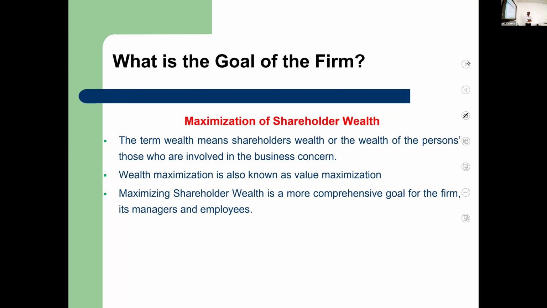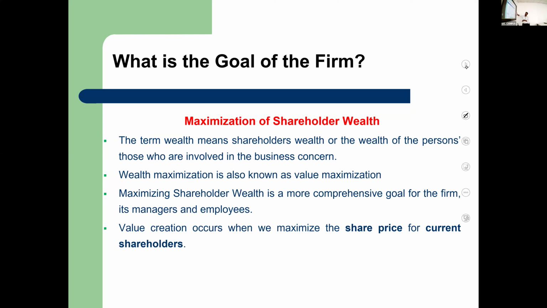So, you know, the comprehensive goal of the firm, of any company or any business, is to maximize the shareholders' wealth. That's why they invest in the company, to get wealth maximization. So this occurs when you maximize what? Share price for current shareholders.